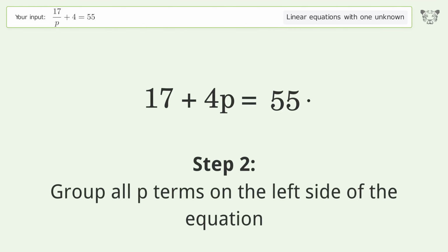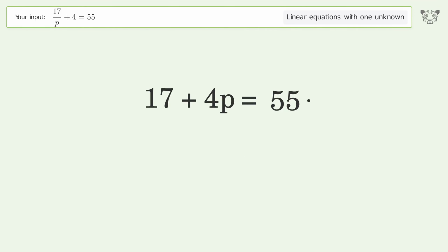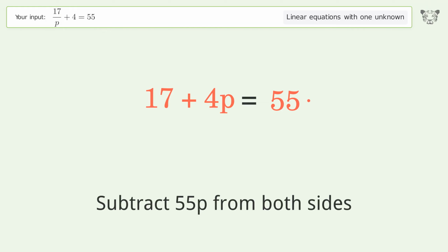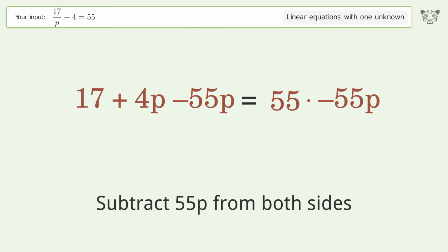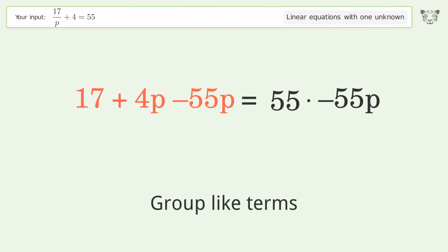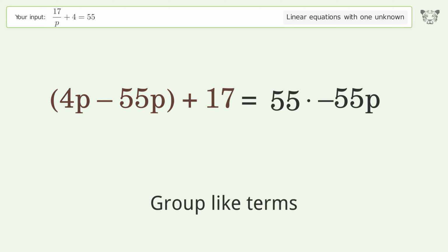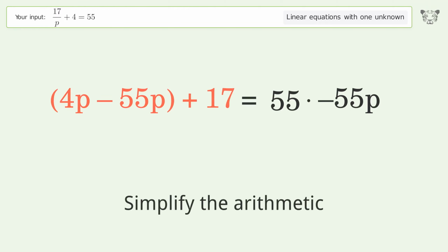Group all p terms on the left side of the equation. Subtract 55p from both sides. Group like terms. Simplify the arithmetic.